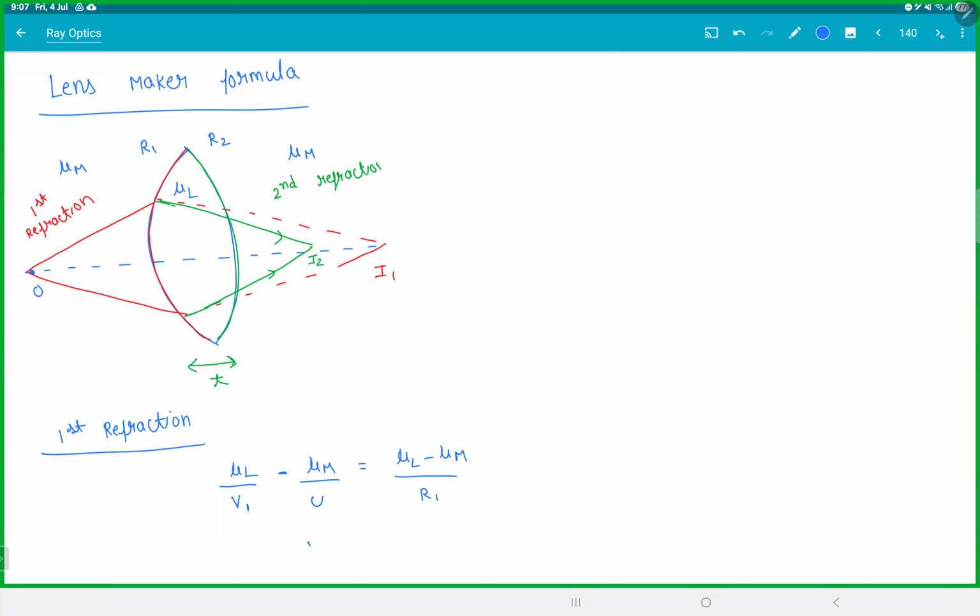So here, when you got V1, now this is the catch. All distances are measured from the pole of this thing. There are 2 poles for the lens, P1 and P2. So the distance which you got, V1, is nothing but P1 I1. Now, when you apply for the second refraction, this is the problem that we are facing.